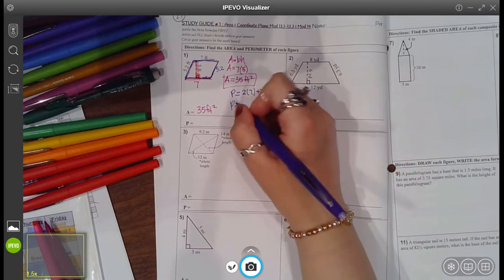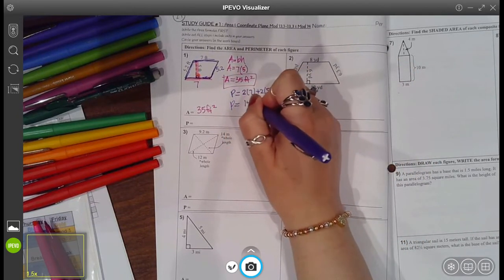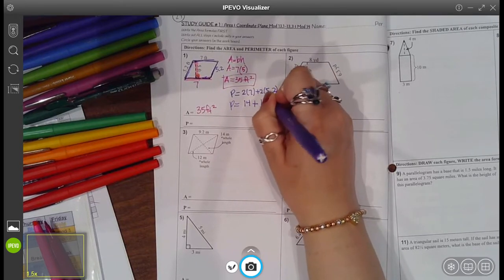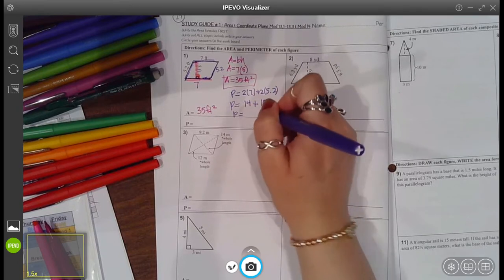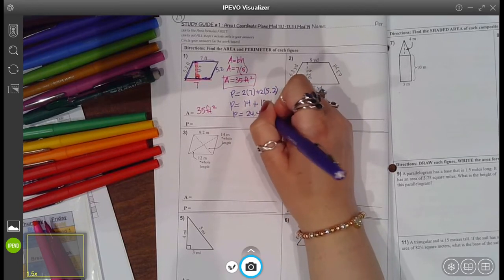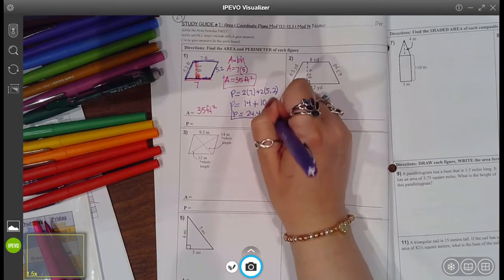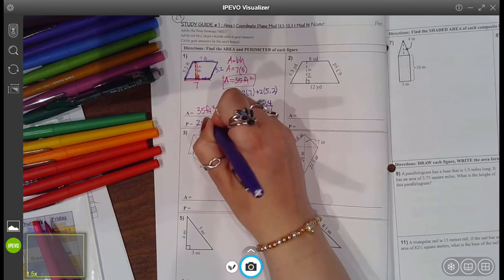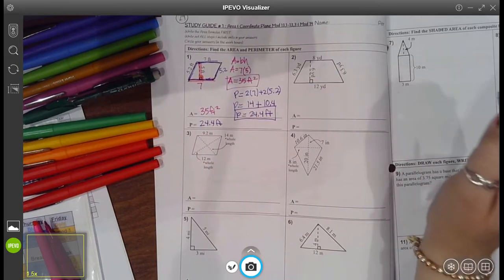Now you can plug it into your calculator. 2 times 7 is 14. 2 times 5.2 is 10.4. And add those together. You get a total of 24.4. And it's singular feet, not squared, just singular feet. Perimeter is always singular units. Area is always the units squared.